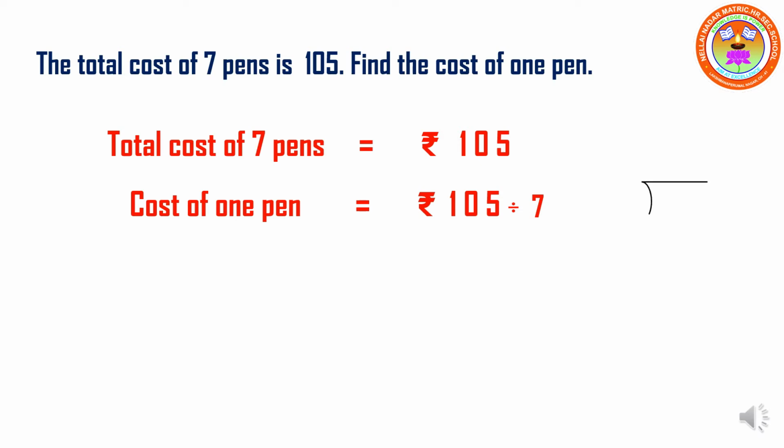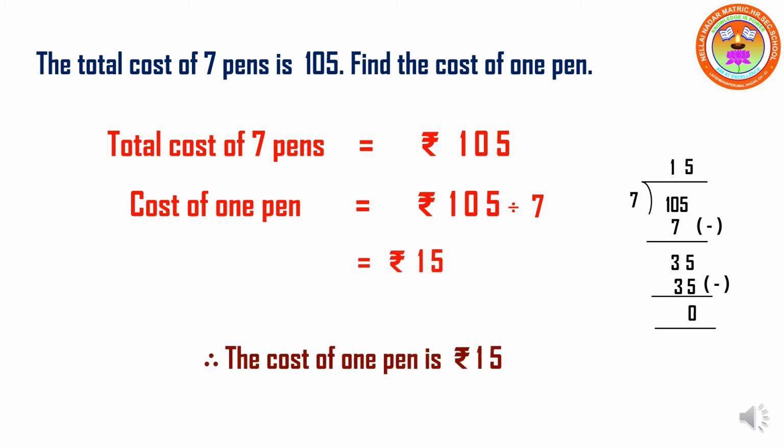So let us start the division. 105 will be the dividend, 7 is the divisor. Now in 7 tables, 1 time it is 7. Now let us subtract 10 minus 7. What is 10 minus 7, children? 3. And bring the 5 down. So it is 35 here. And we know that 7 5s are 35. So subtracting, the remainder is 0. So what is the answer, children? The cost of 1 pen is rupees 15. Yes, children?